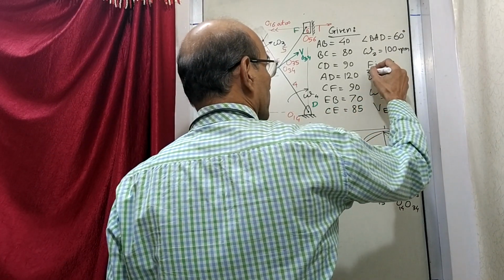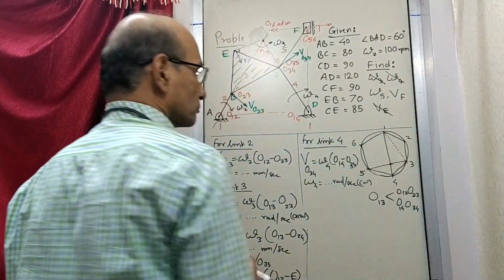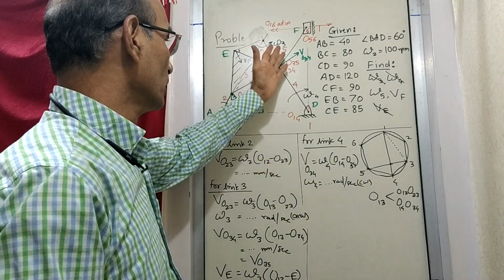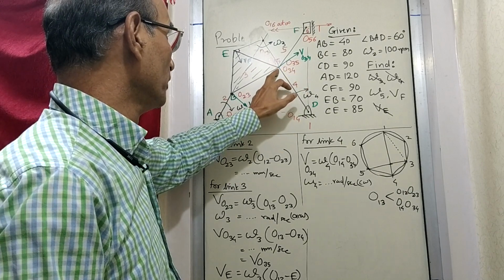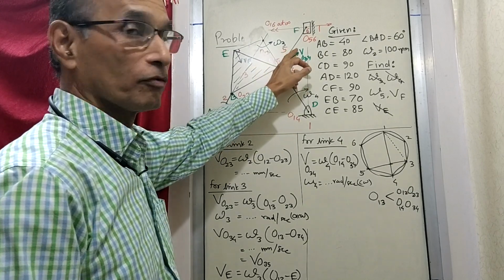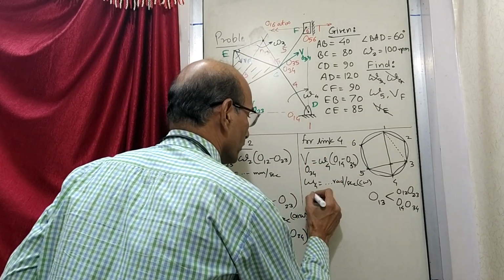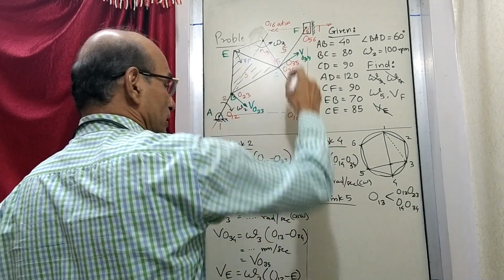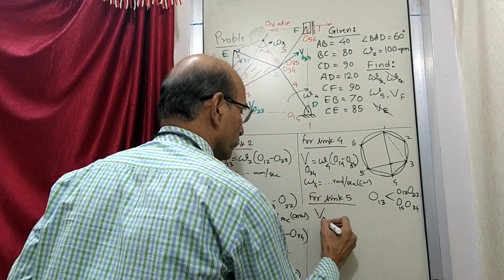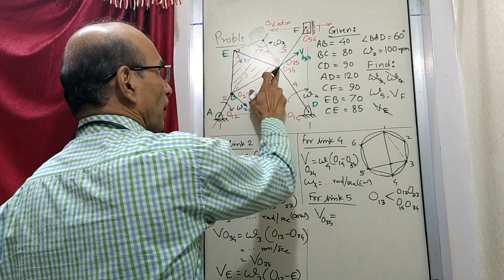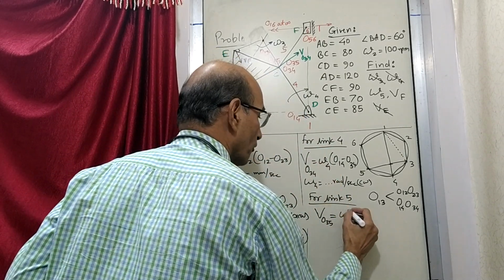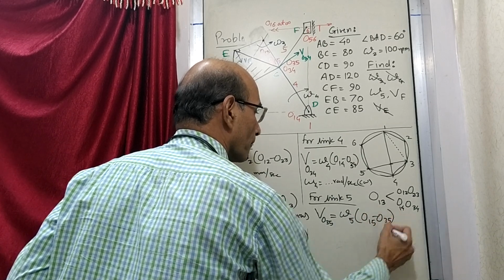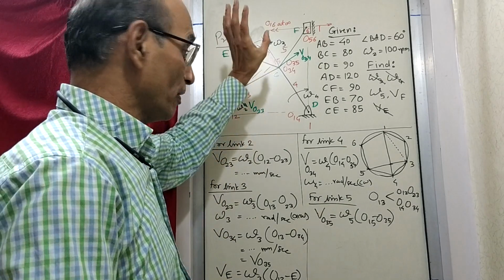Earlier we have found out omega 3, and that was omega 4. Now let's go to link number 5. Now this is a point 35. Its velocity is same whether it is on 3 or whether it is on 5. So now let's go to link 5. For link number 5 we write velocity of point 35 is equal to omega 5 and distance from 15 to 35.